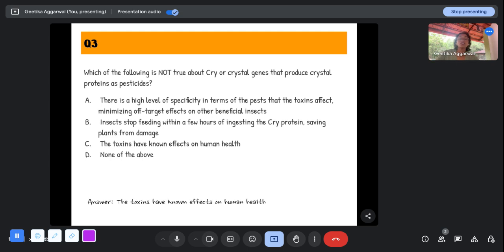So the correct answer to this question is that the toxins have known effects on human health. This is the incorrect statement. As discussed, only because these toxins were found to have no effects on human health were they used as a valid pesticide. They have a high level of specificity, as I already mentioned, and therefore they only affect the pests that we want them to affect, and they do not affect other beneficial insects. Another thing is when an insect feeds on a plant that has been sprayed with BT or that itself carries the BT toxin, it stops feeding within a few hours, and this saves the plant from any damage.